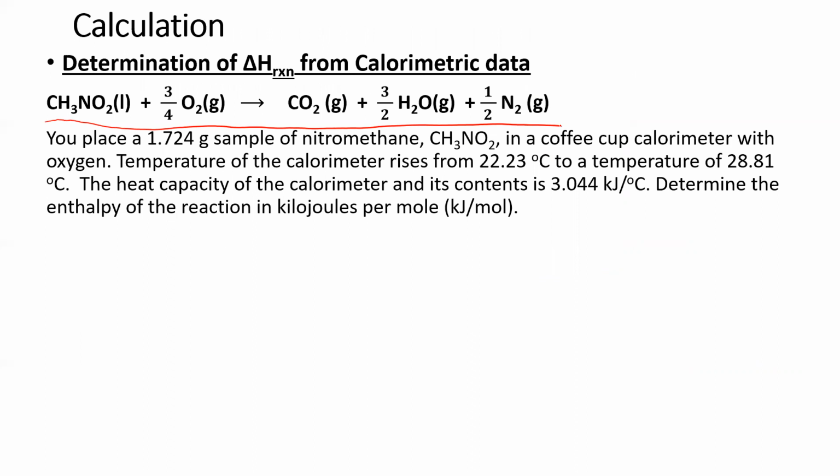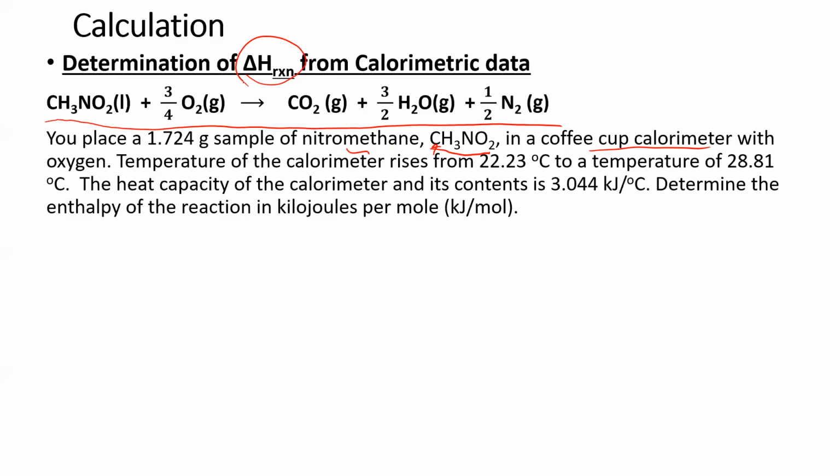Now, when you read the problem, it says you place a 1.724 gram sample of nitromethane. You're not expected to know the formula, although with methane, we do know that there's one carbon. We put it in a calorimeter and we burn it. And it's in a coffee cup calorimeter. That's why we're doing the enthalpy of reaction. With oxygen, the temperature of the calorimeter rises.